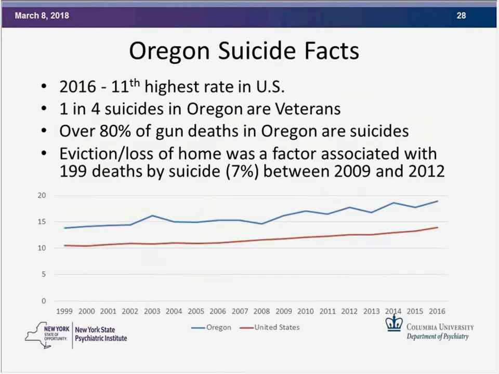And I'll tell you a little bit about what's going on in Oregon. Oregon in 2016 had the 11th highest suicide rate in the United States. 1 out of every 4 of your suicides are veterans. Over 80% of the gun deaths in Oregon are suicides. Nationally, it's about 60%. And eviction or loss of a home was a factor associated with 7% of your suicides between 2009 and 2012.